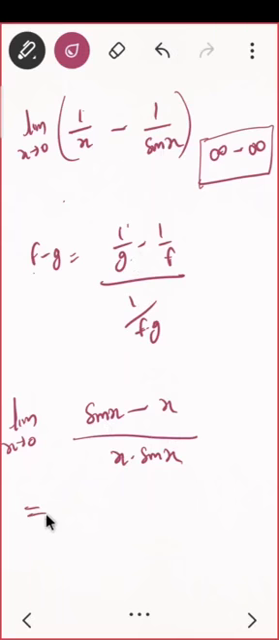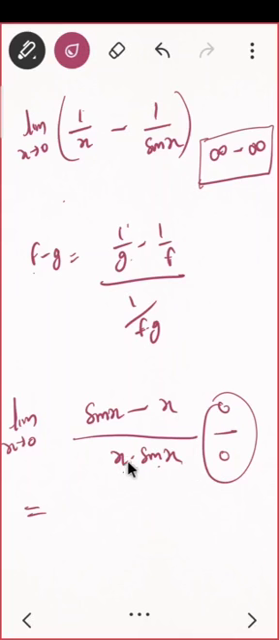Now, what do you observe? Which form is this? Is this of 0 by 0 form now? Yes. Sin x minus x goes to 0. X into sin x goes to 0. So this is of the form 0 by 0, so I just have to take the derivative of that.